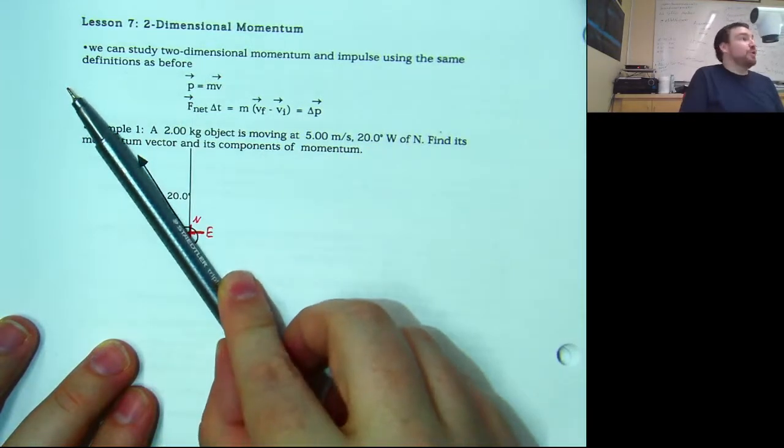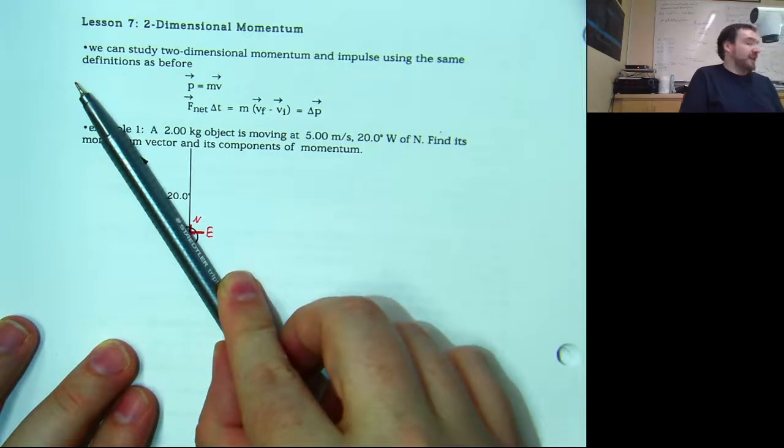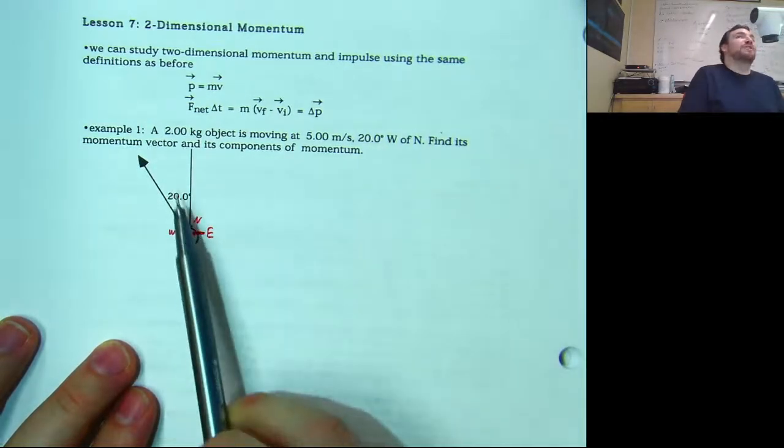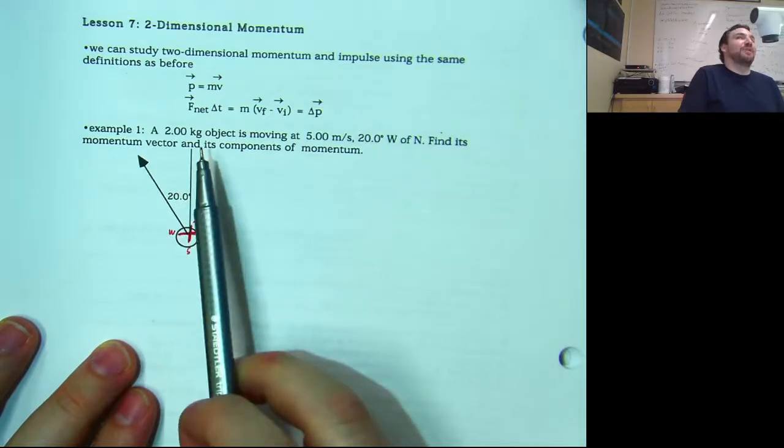And the reason I know that I need to go through this is because I finished marking all your dynamics tests. So 20 degrees west of north, start north, go west.